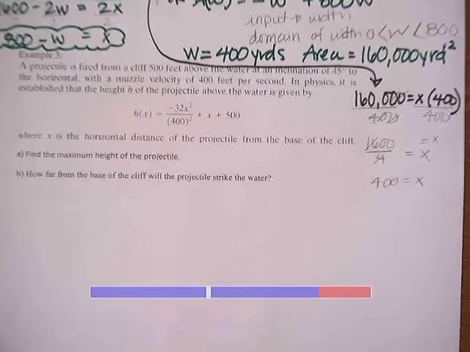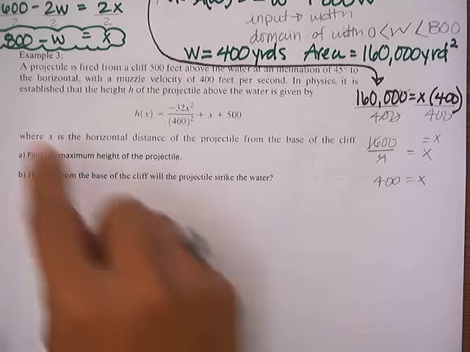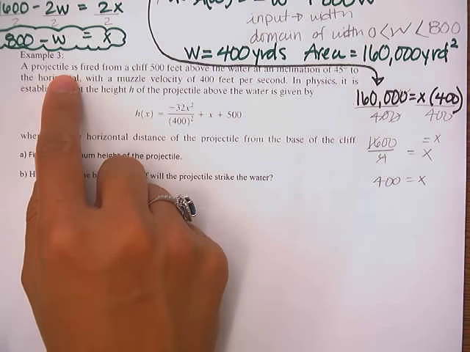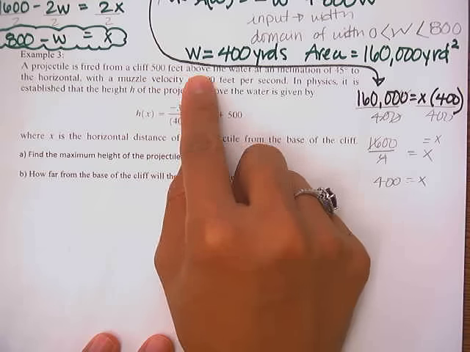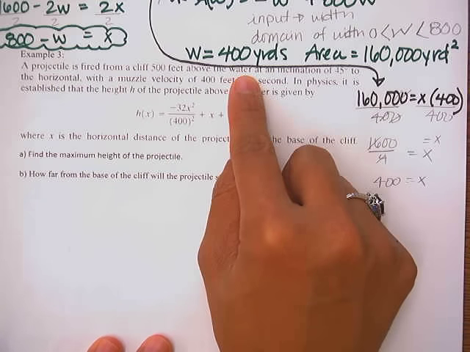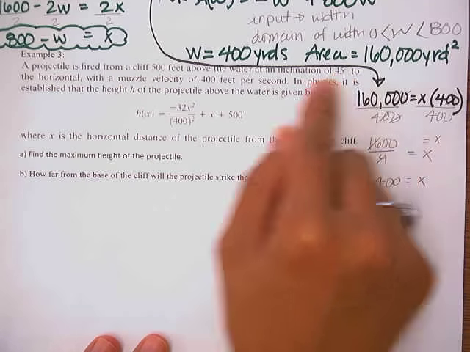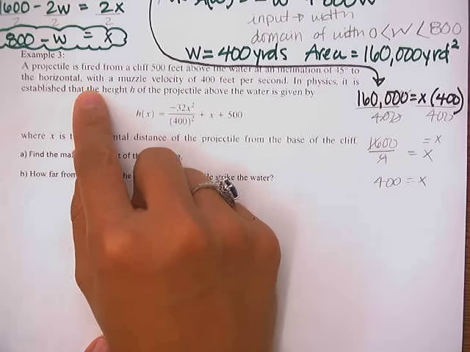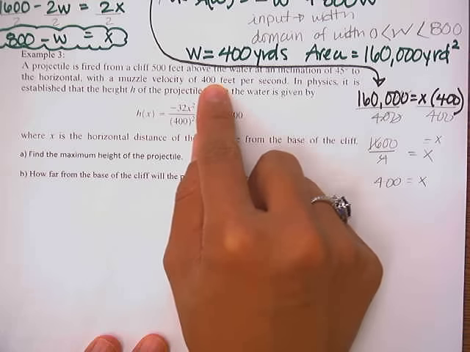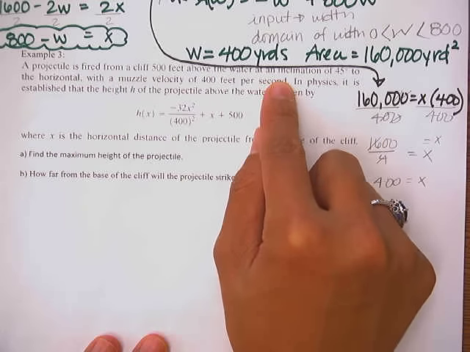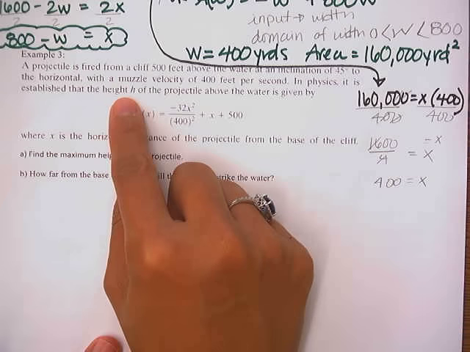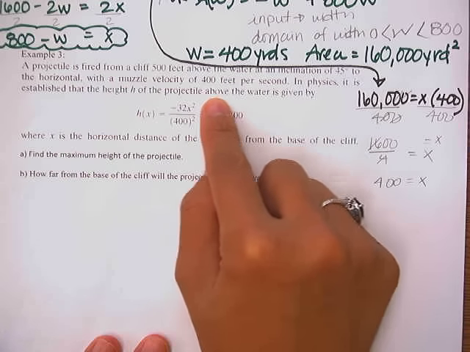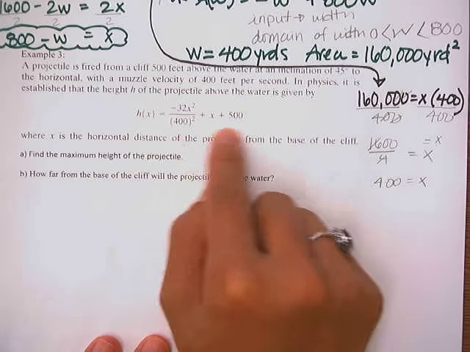Example 3 says, here we go, let's zoom in. A projectile is fired from a cliff of 500 feet above the water at an inclination of 45 degrees to the horizontal, with a muzzle velocity of 400 feet per second. In physics, it is established that the height, which is h, of the projectile above the water is given by. So they're nice. They're giving you an equation.